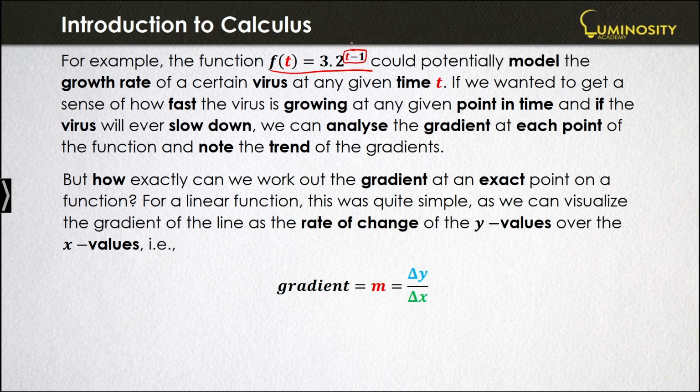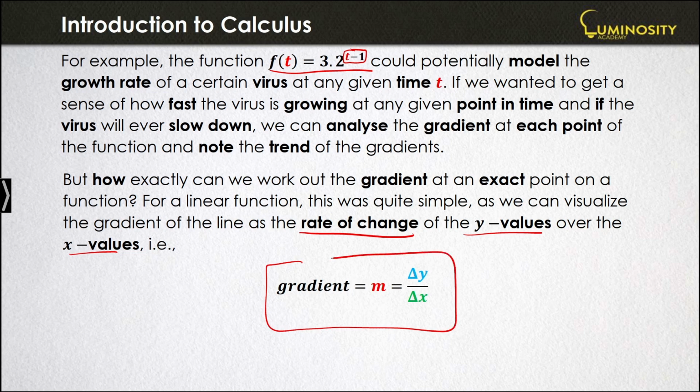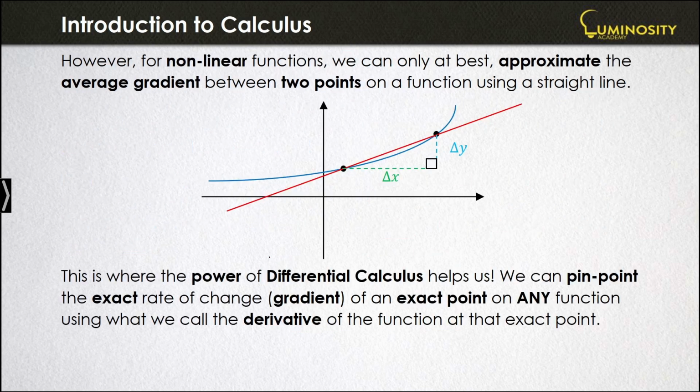So if we wanted to get a sense of how fast that virus is growing at any given point in time, and if the virus will ever slow down, we can analyze the gradients at each point of the function and then note the trend of the gradients. Okay, but how exactly can we work out the gradients at an exact point on a function? I mean, for a linear function, it's quite simple, right? Because we can visualize the gradient of the line as the rate of change of the y values over the x values. So that's the gradient formula in general for the straight line.